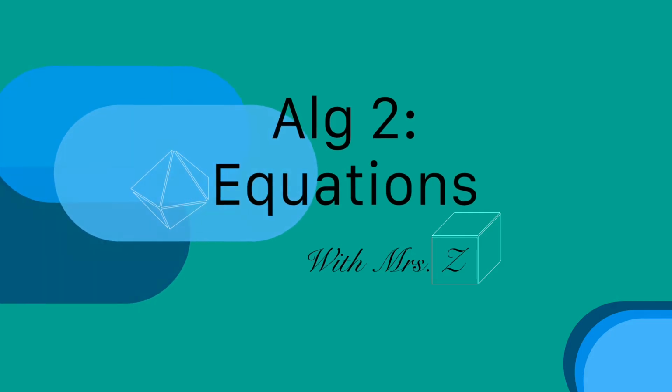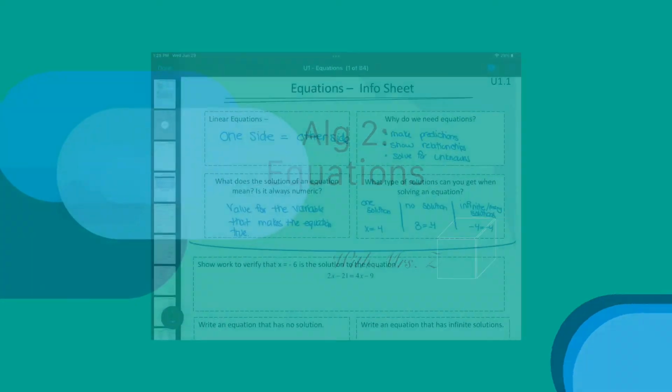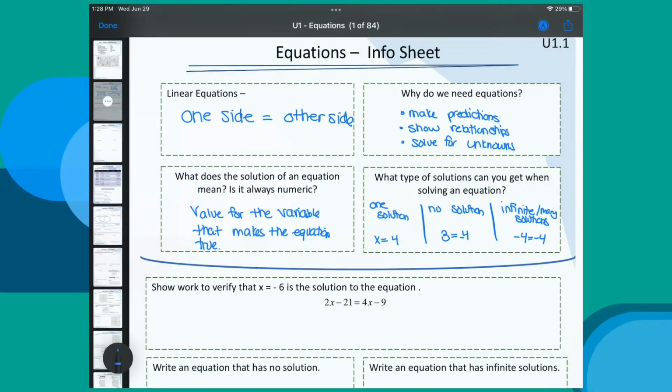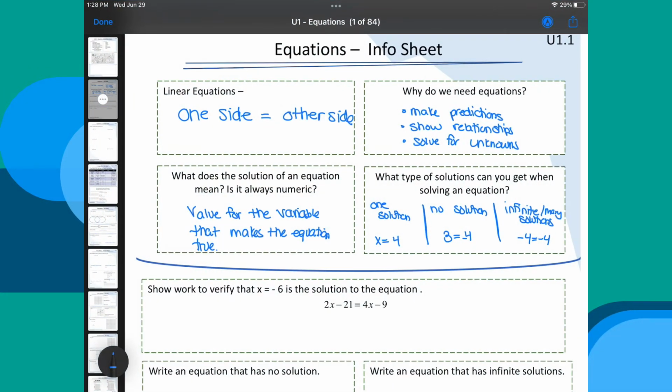Let's talk about solving equations without graphing. What's an equation? An equation is when one side is equal to the other side. Why do we need equations? They help us make predictions. They can show relationships between data and values, and we can also use them to solve for unknowns.